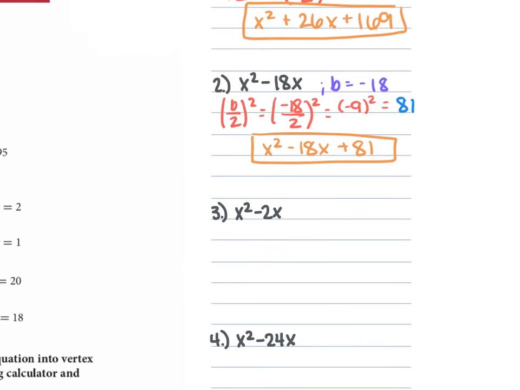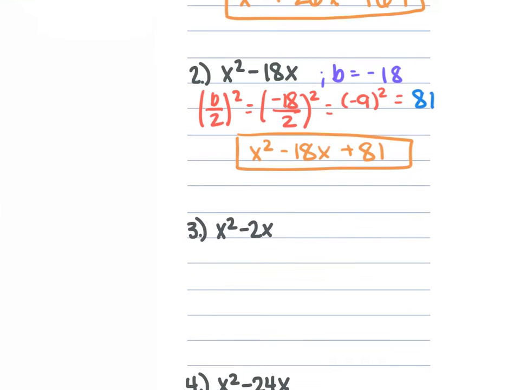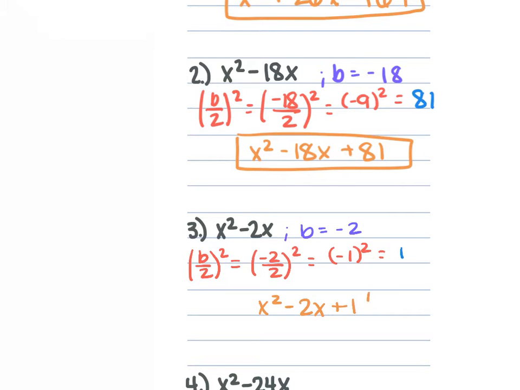For 3, we have x squared minus 2x. So for this one, our b is negative 2. We're going to do b over 2 squared. And that's going to give us negative 2 over 2 squared, which is negative 1 squared, and that is 1. So we add that to the x squared minus 2x to give us x squared minus 2x plus 1.